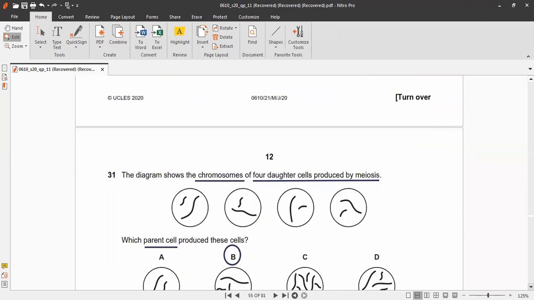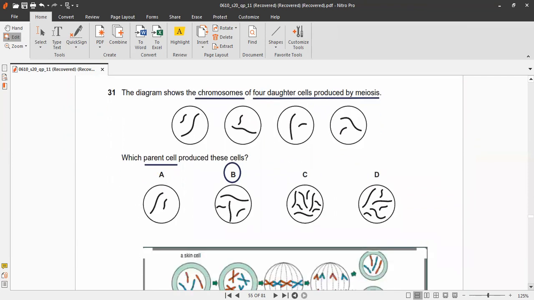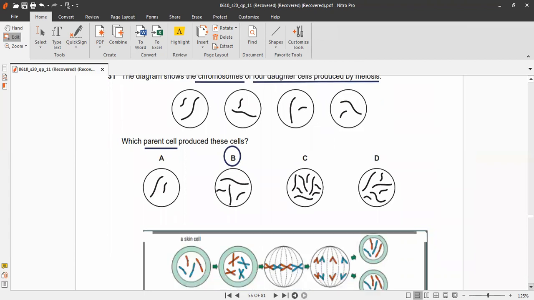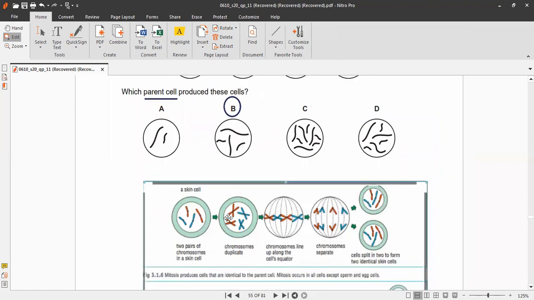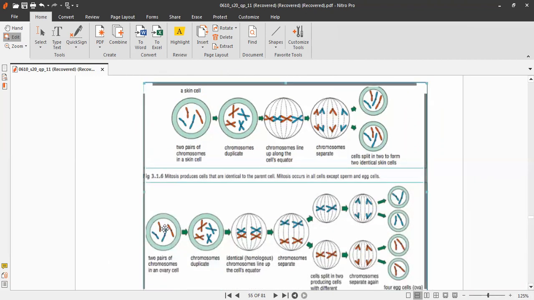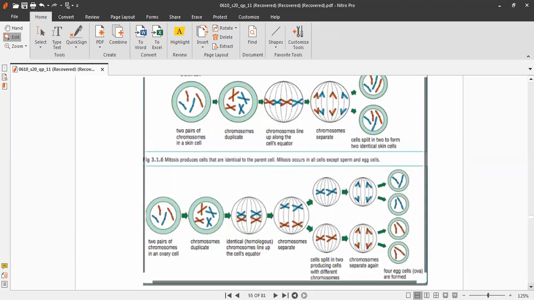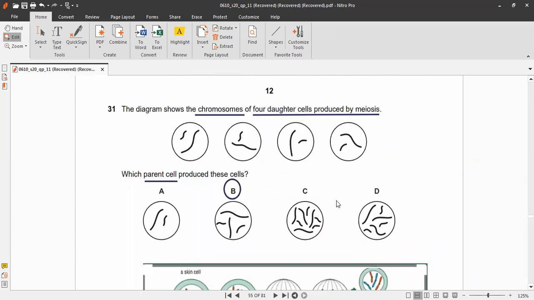The diagram shows the chromosomes of 4 daughter cells produced by meiosis. Which parent cell produced these cells? Look at this diagram. Here, two pairs of chromosomes, like an ovary cell. Here the chromosomes duplicate, and here 4 egg cells are formed. Haploid, all haploid, but here diploid. So the correct answer is B.